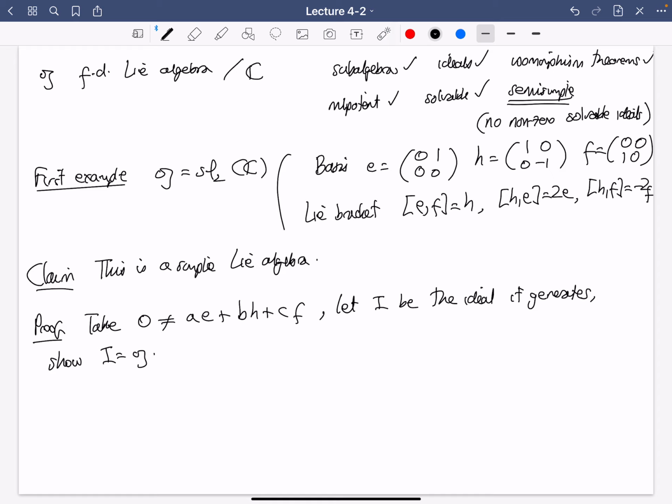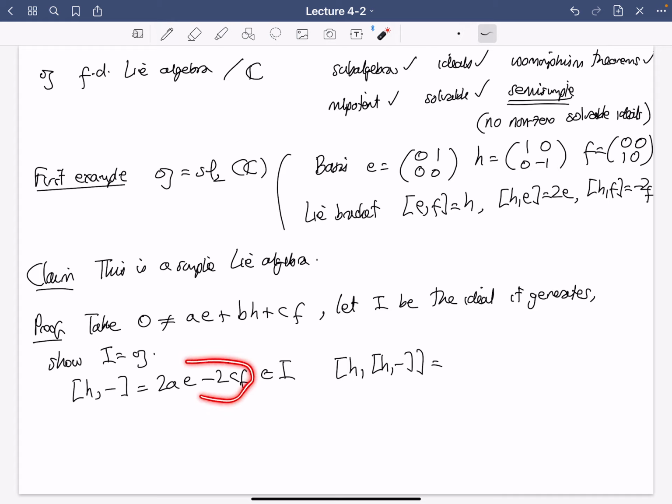So what I'm going to do is take this non-zero vector that's given, and take the Lie bracket with H. So because the bracket of H and E is 2E, that gives me 2AE. The bracket of H with H is 0, and the bracket of H with F is negative 2F. So that means that that vector's in I. And then I'm going to take the bracket one more time with H. So I'm bracketing the vector I've just produced with H again. So I've got another bracket of H and E, which is 4AE. And then I get 4CF.